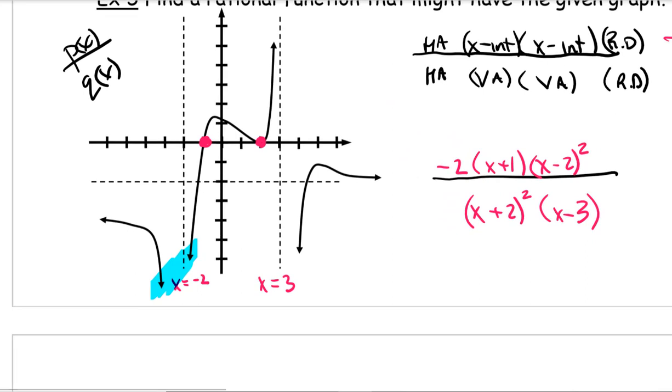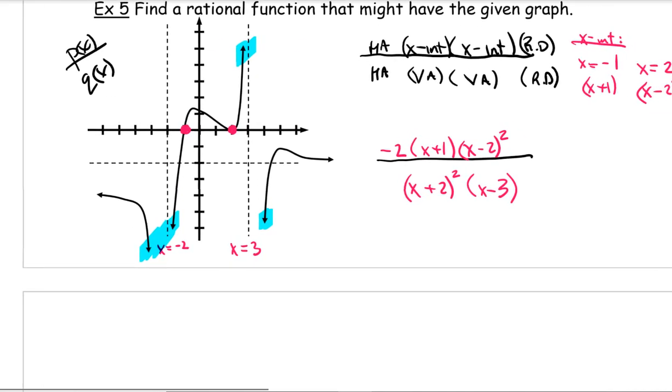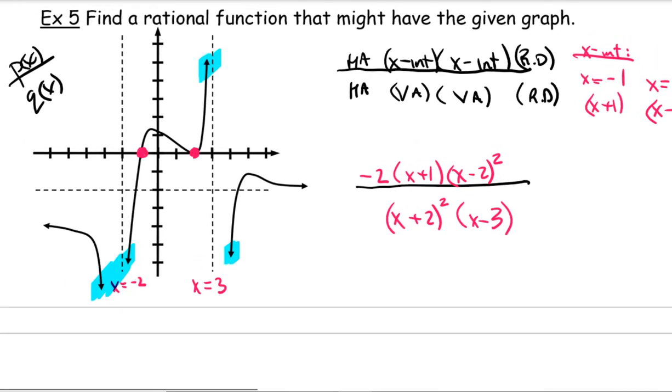Now, for the end behavior of this guy, if I take a look here, they go in opposite directions. That means it's going to be an odd degree, so we'll just leave it at 1. We don't need to make that cubed or anything like that. That could be a possibility, but we're going to keep it simple and use the lowest possible values. So that's it. We've put together a possible rational function given this graph.